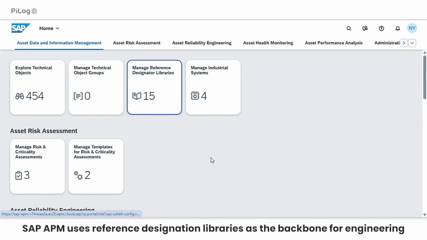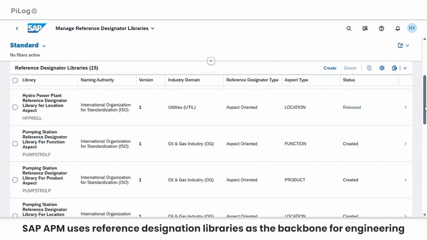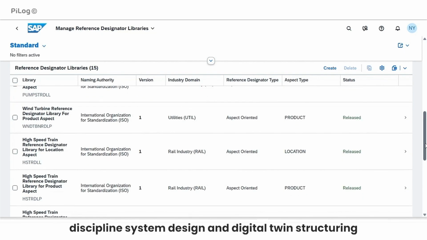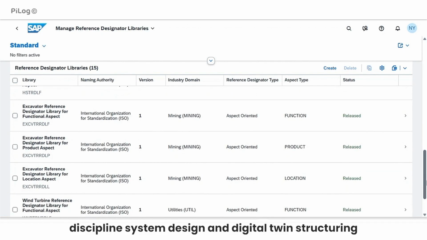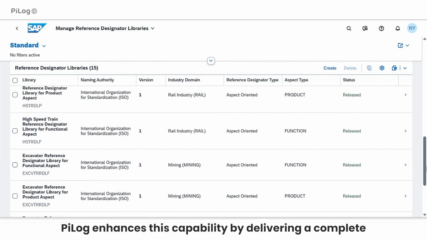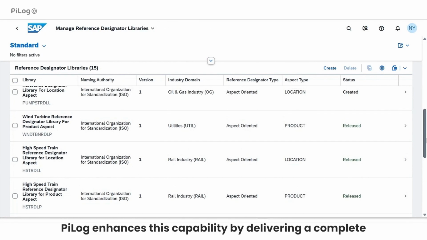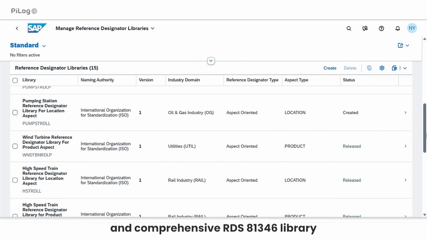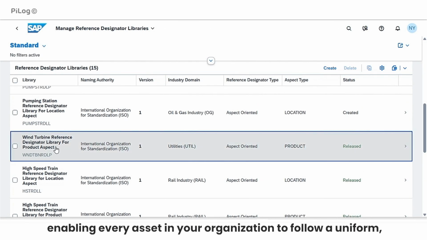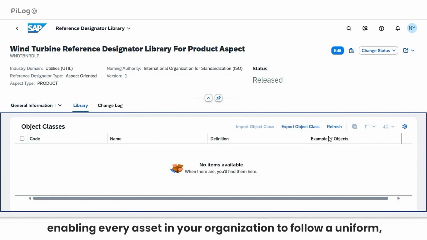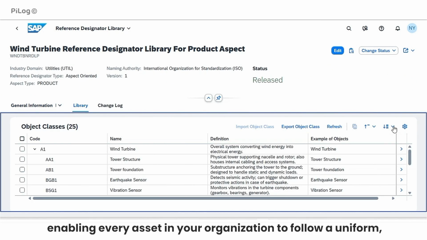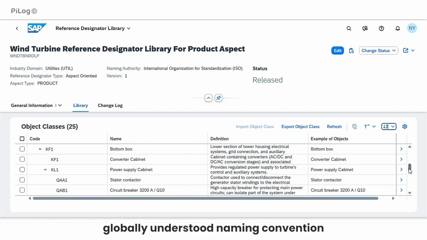SAP APM uses reference designation libraries as the backbone for engineering discipline, system design, and digital twin structuring. PiLog enhances this capability by delivering a complete and comprehensive RDS 81346 library, enabling every asset in your organization to follow a uniform, globally understood naming convention.